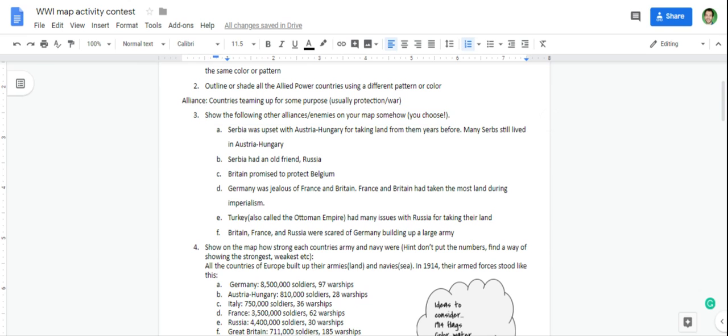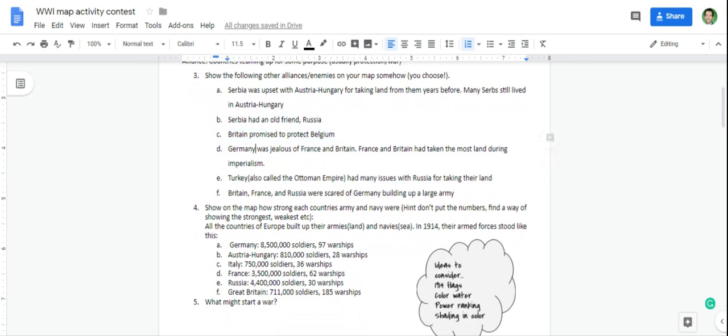So A says Serbia was upset with Austria-Hungary for taking land from them years before. Many Serbs still lived in Austria-Hungary. So between Serbia and Austria-Hungary, you're going to show that they are enemies. Serbia had an old friend, Russia. C, Britain promised to protect Belgium.